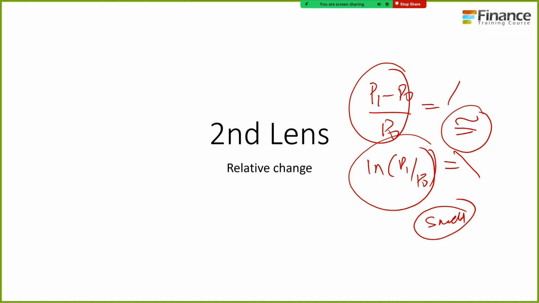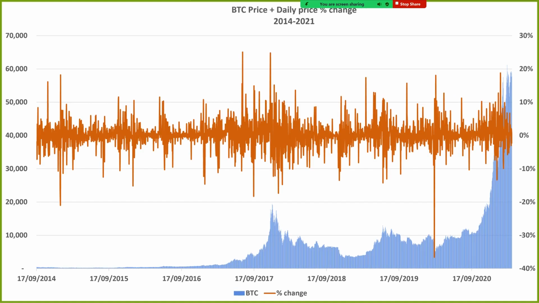results for the second lens, which is relative change, this is what I see. Now, once again, from a presentation point of view, you can see a certain font size, so that's visible, readable. It's BTC USD price plus a daily price percentage change, 2014 to 2021. Source is missing, so it's important to identify that.